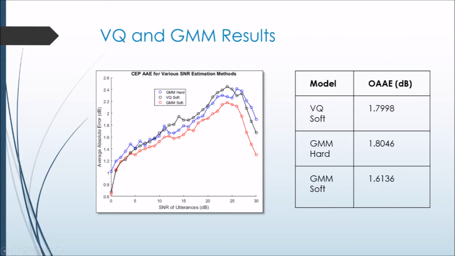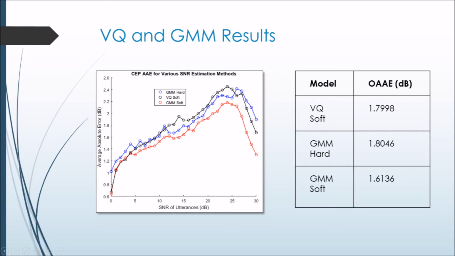The chart on the left shows the results of the VQ soft, GMM hard, and GMM soft estimation method testing. The x-axis shows the SNR that the test speech files were at in decibels. The y-axis shows the average absolute error of the SNR estimation at that specific SNR. All 3 methods follow similar trends, but the GMM soft has pretty much overall consistently smaller errors.